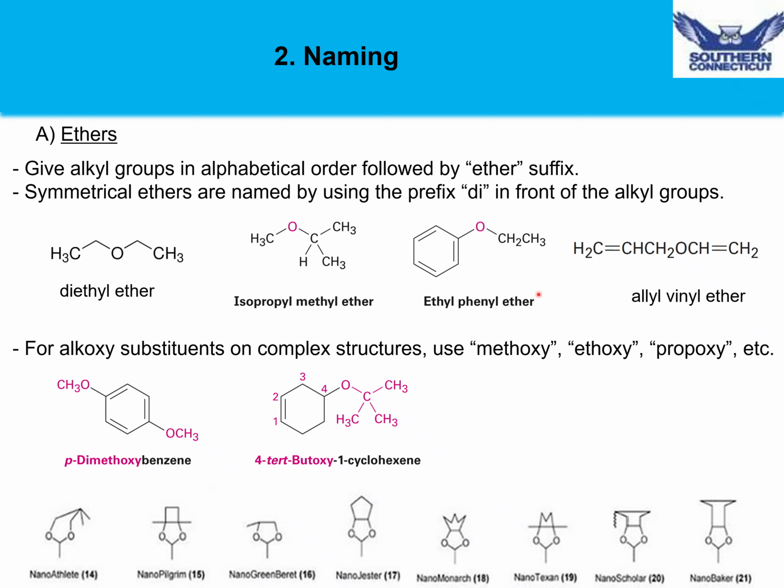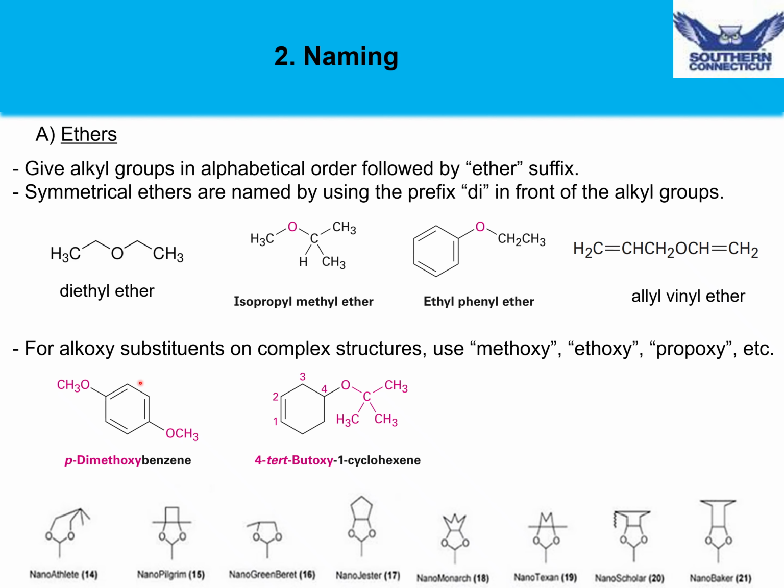Occasionally, an ether group would be attached to a molecule that contains another functional group. And so we would name the ether group as a substituent using the names methoxy, ethoxy, propoxy, or other names. As an example, here we have two methoxy groups on a benzene compound.